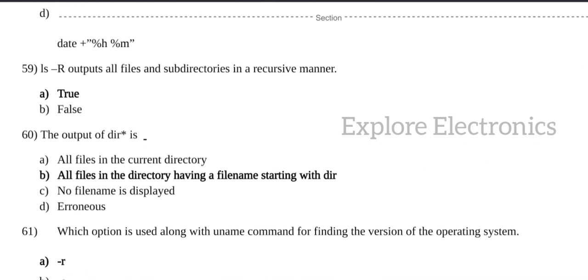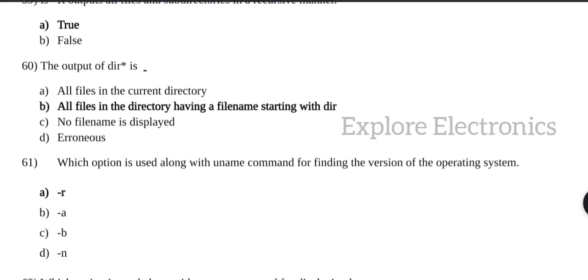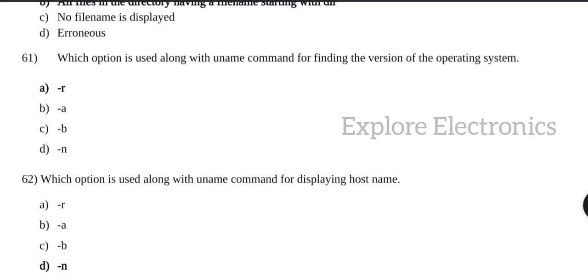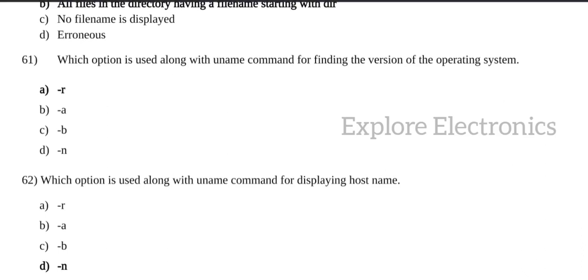Which command is used for displaying the date in the format day, month and year? date plus, within double quotes, percent d, percent m, percent Y. ls -R outputs all files and subdirectories in a recursive manner. Yes, it is true. The output of dir star is all files in the directory having file names starting with dir. Which option is used along with the uname command for finding the version of the operating system? Minus r. Which option is used along with the uname command for displaying the host name? That is minus n.